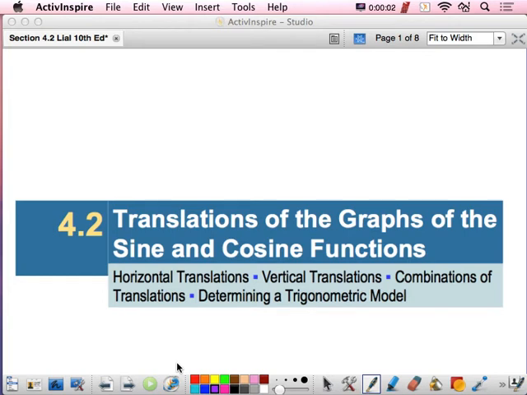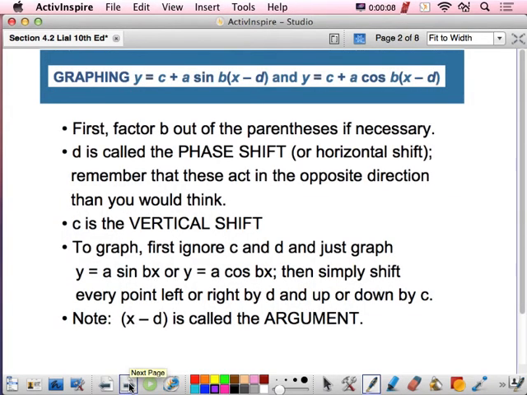For section 4.2, we're looking at translations of the graphs of sine and cosine functions. So that sort of changes our formulas, the way we're going to look at them. And here's the way your book lists these. Instead of just y equals a sine bx and a cosine bx, we now have a c and a d coefficient or constant kind of added in there.